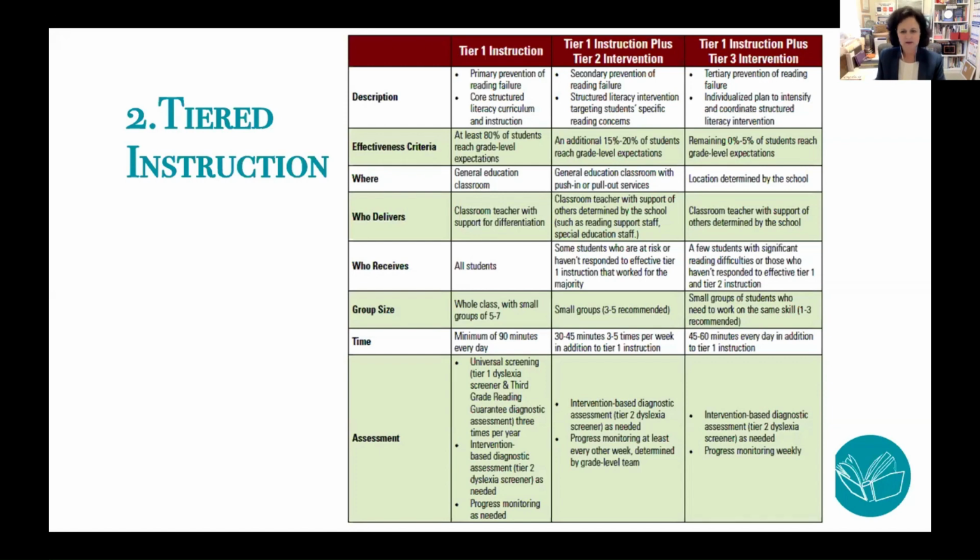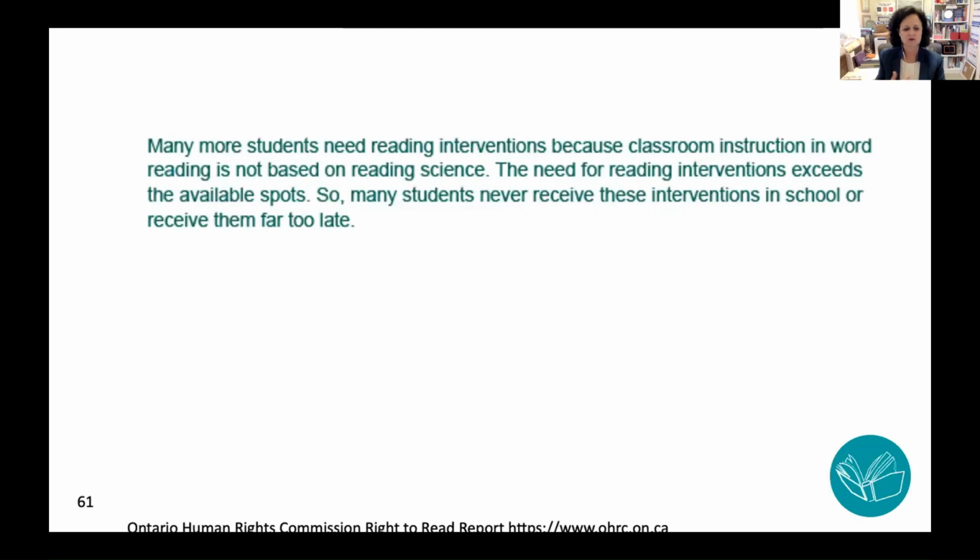I want to focus in on something that struck me in your Right to Read report, which was this statement: many more students need reading intervention because classroom instruction in word reading is not based on reading science. It's a pretty bold statement. It may not be based in reading science in terms of language comprehension either. I don't know, I'm just putting that out there, but they're calling out the word recognition component, which is probably appropriate. The need for reading interventions exceeds the available spots.